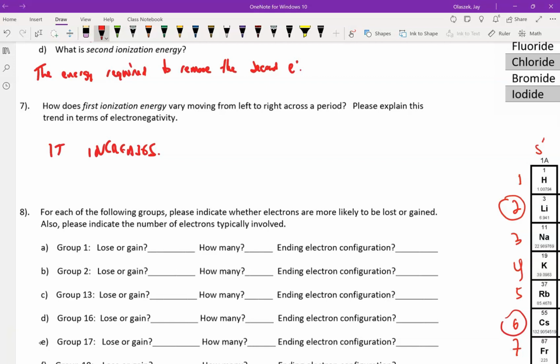Well, why is that? Please explain this trend in terms of electronegativity. The greater the electronegativity, that means the greater the pull, the more energy is required to remove that electron. So ionization energy increases as we go from left to right.